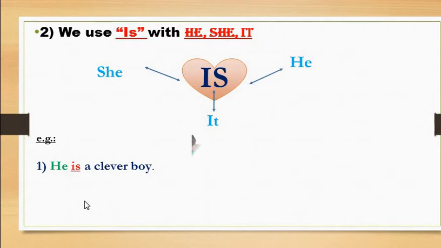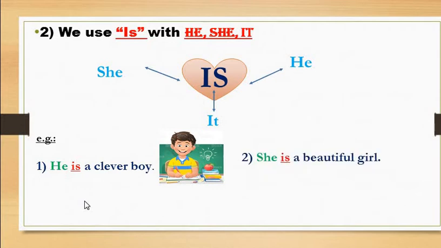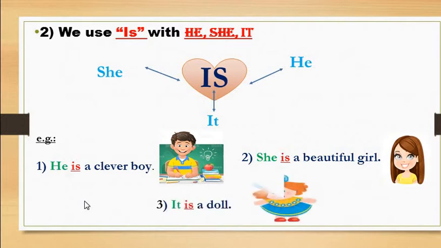Look at the picture. He is a clever boy. Picture 2. She is a beautiful girl. Picture 3. It is a doll. Excellent. Super.